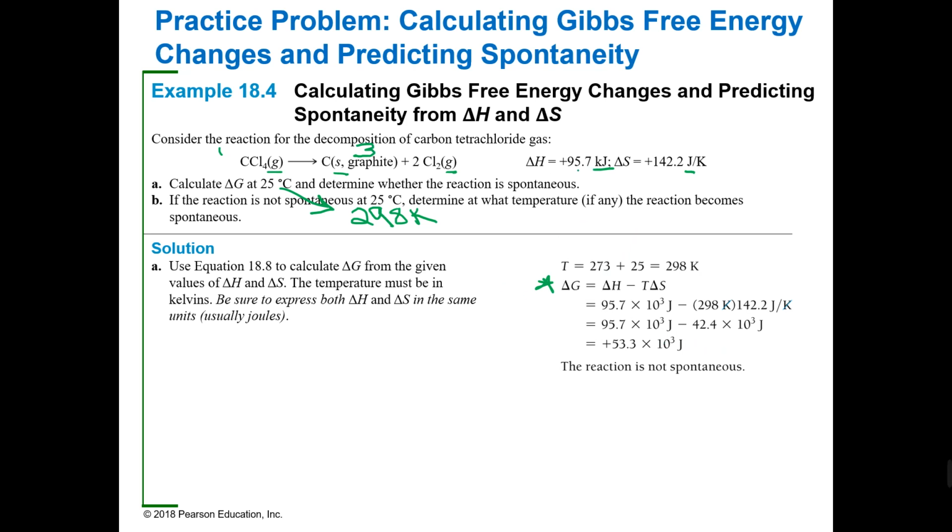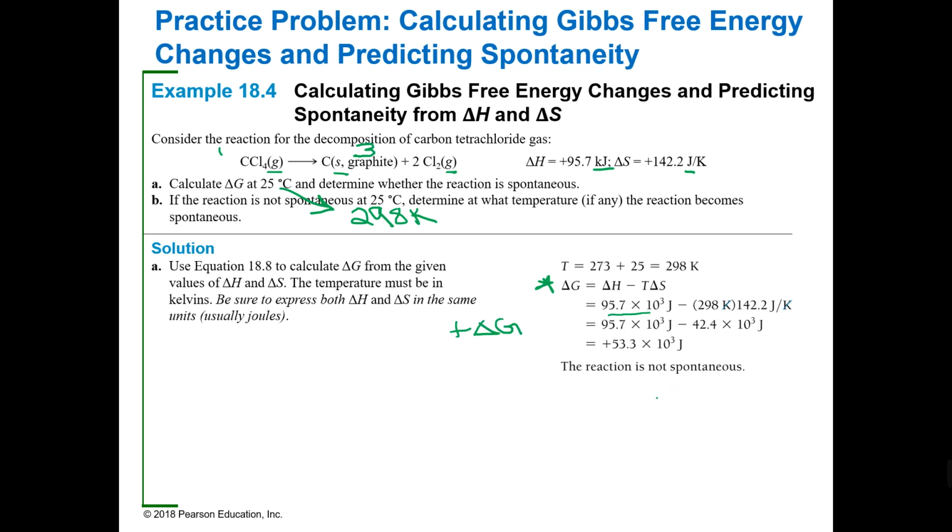So this 95.7 has been converted to joules, plugging in the temperature and the delta S, and we're getting a positive 53.3 times 10 to the 3 joules. So this is a positive delta G, and therefore not spontaneous.